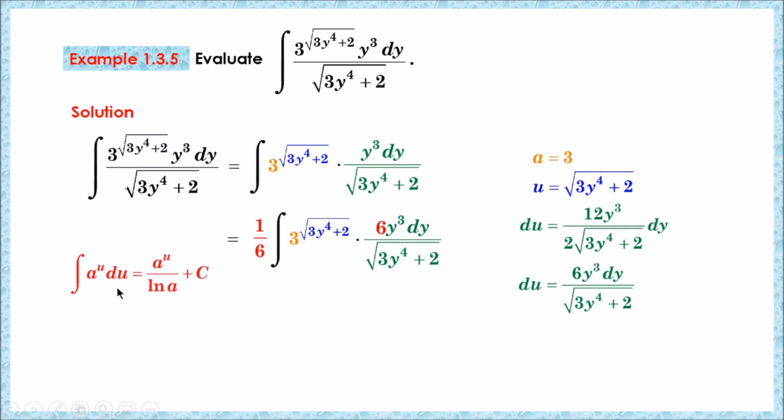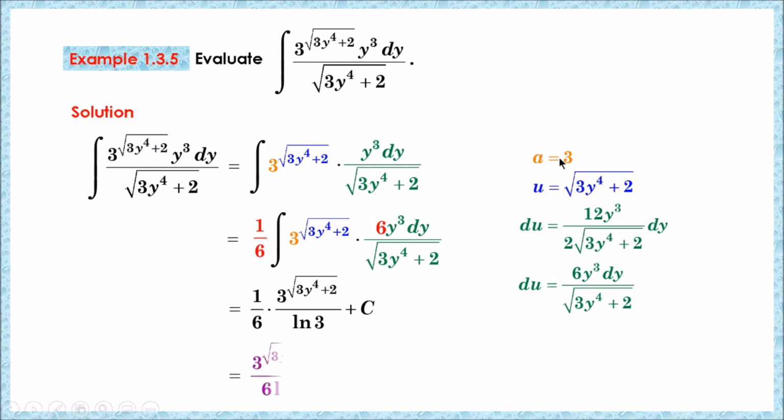This is now in the form of the integral of a to the u du. So this is equal to 1 over 6 times 3 to the square root of 3y to the 4th plus 2. This is u over ln a. A is 3 plus c. Simplifying, we have 3 to the square root of 3y to the 4th plus 2 over 6 ln 3 plus c.